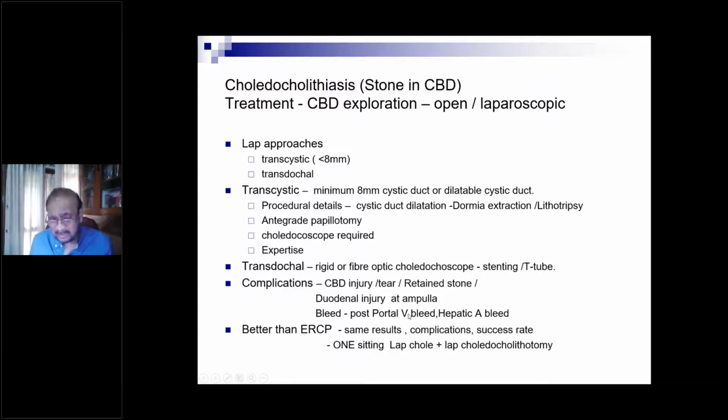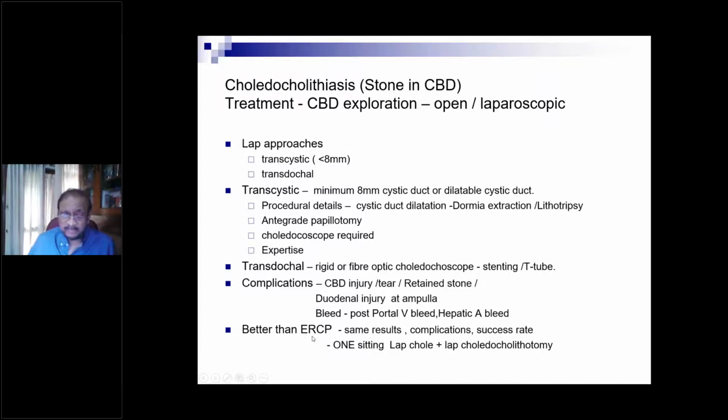Complications: CBD injury, tear, retained stone, duodenal injury at the ampulla, bleeding basically from the posterior portal vein, or a hepatic artery bleed when you're trying to do a transductal and accidentally you go too medially and you cut the hepatic artery. Where's the hepatic artery lying? Medial to it. So hepatic artery, then you have the CBD, and behind you have the portal vein. Remember, medial to lateral: hepatic artery, then CBD, and posterior the portal vein. So if you puncture the posterior wall of the CBD, what's lying behind? The portal vein. You can cause bleeding from there. So injury to the CBD, or a medially lying structure, that's the hepatic artery, or a posteriorly lying structure, which is the portal vein.